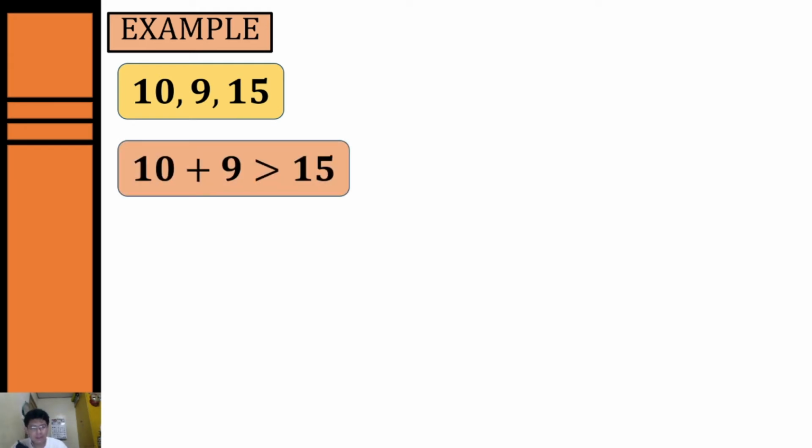Let's have another example. We're given 10, 9, and 15 as the dimensions of a triangle. Let's see if we will form a triangle based on these dimensions. Let's apply the triangle inequality theorem. First, let's add our first side and our second side and compare it to our third side. 10 plus 9, is it greater than 15? Yes, 19 is greater than 15.